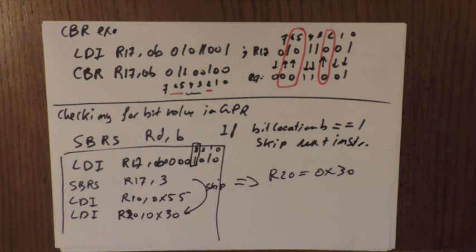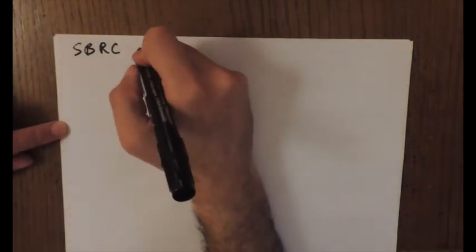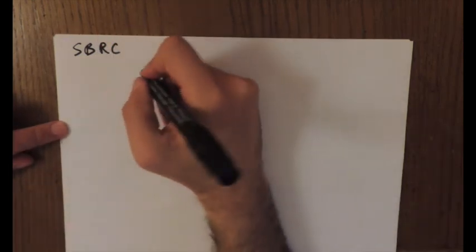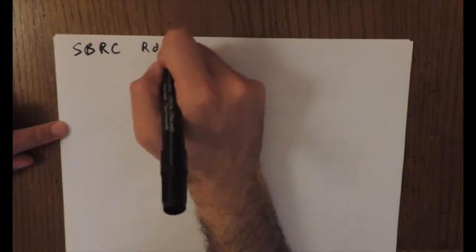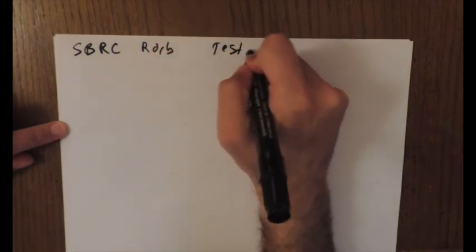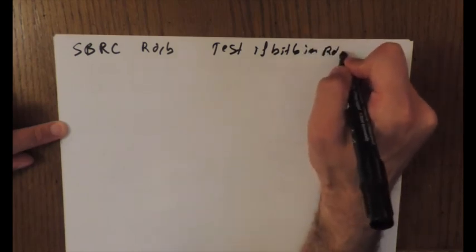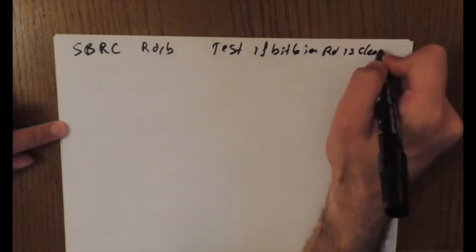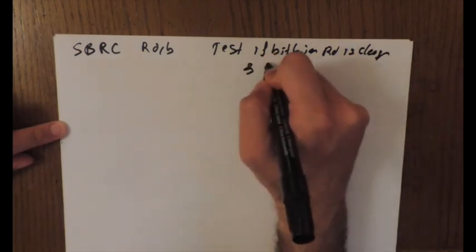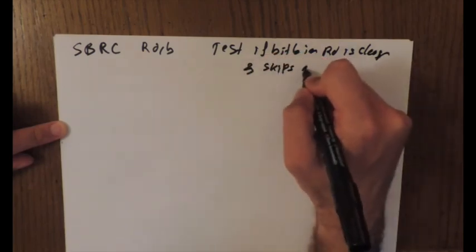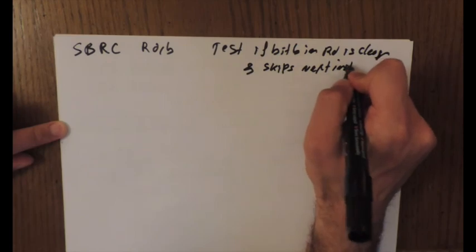And remember, this works for GPRs. For IOs, we have SBIS, in a similar manner. SBRC works similar to SBIC, but in this case it is for GPRs, also taking RD and B. It tests if bit B in RD is clear and skips the next instruction if true.